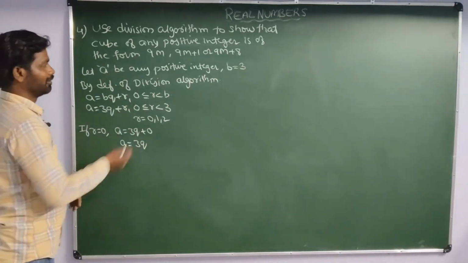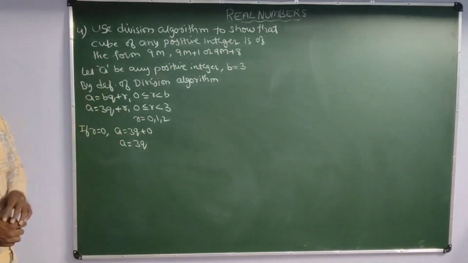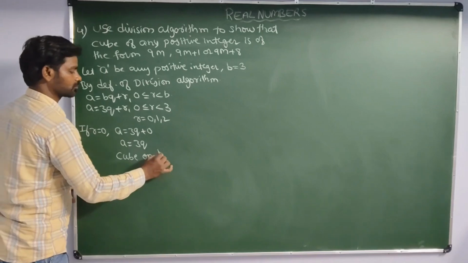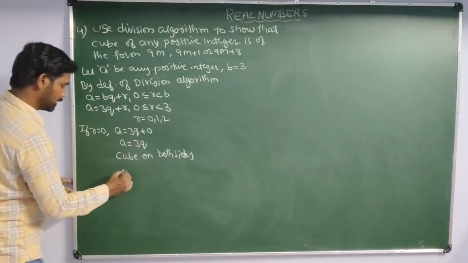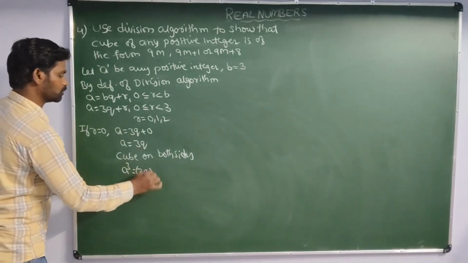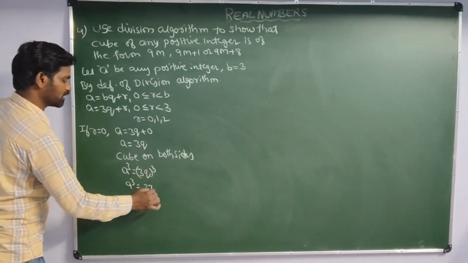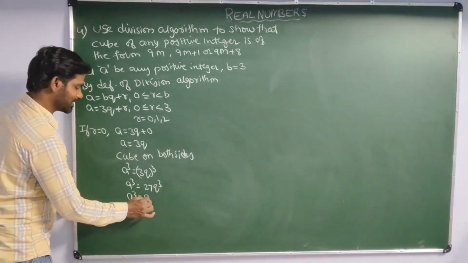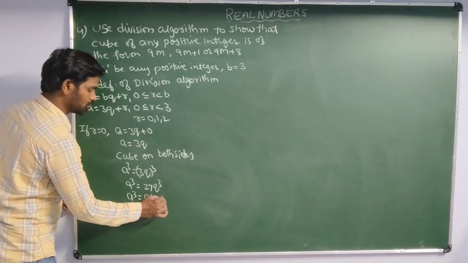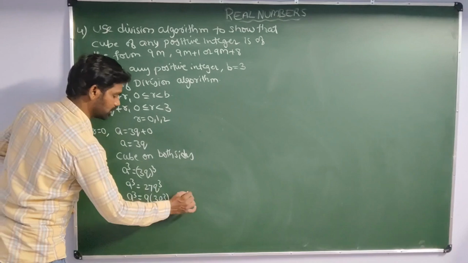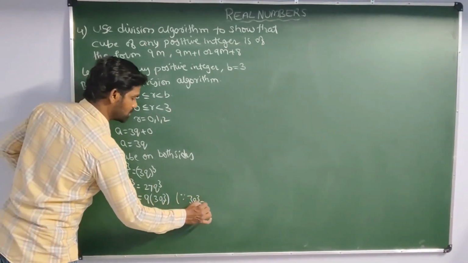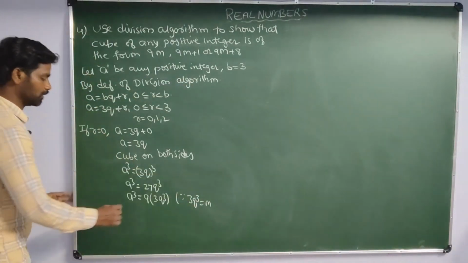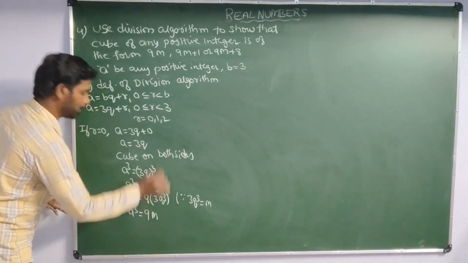Right? Now we have to show the cube of any positive integer. So let us cube on both sides. So what does it become? a cube is equal to 3q whole cube. So a cube is equal to 3 cube is 27 and this is q cube, right? So a cube is equal to 27q cube, or we can write it as 9 times 3q cube. Since we consider 3q cube as some m, according to this we have to take 9m. So let us consider that as m. So it becomes a cube is equal to 9m, right?